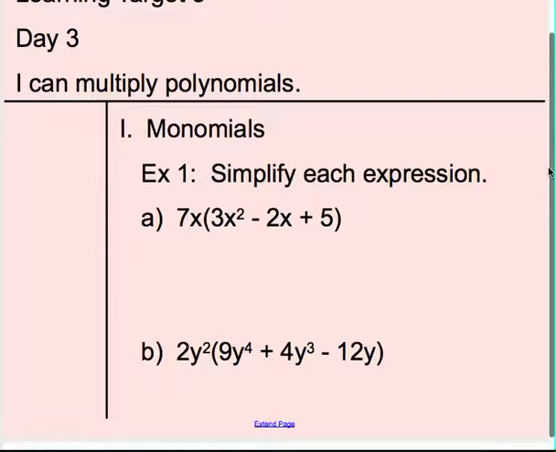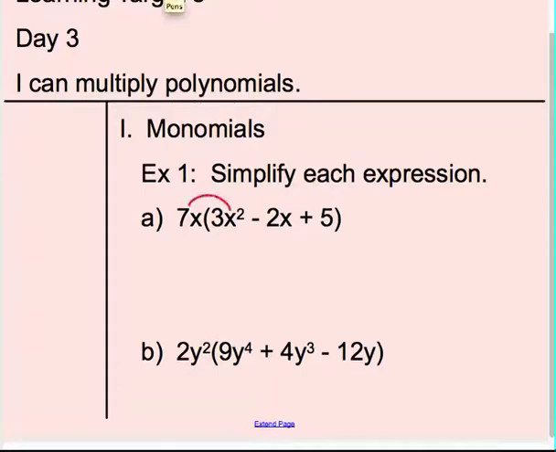A monomial is a single term. So right here, our 7x is a monomial. 3x squared is a monomial. 2x is a monomial, or negative 2x, and 5 is a monomial. Once you start throwing adding and subtracting signs in there, if we looked at this entire expression altogether, there are specific terms for them. We're just going to call them polynomials. So when we're multiplying monomials, that will be a single term distributed like normal with the distributive property.